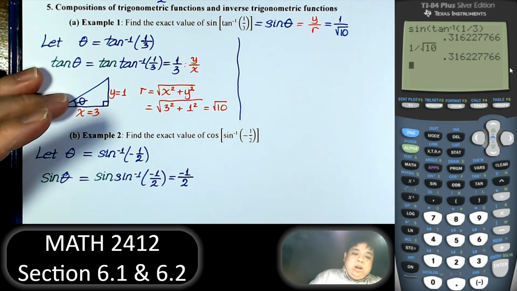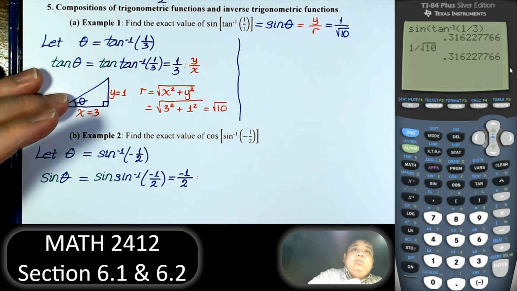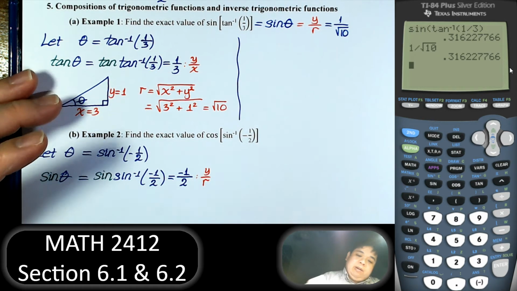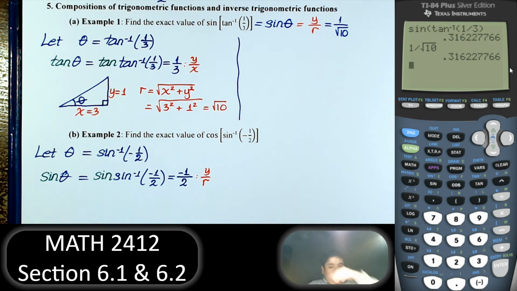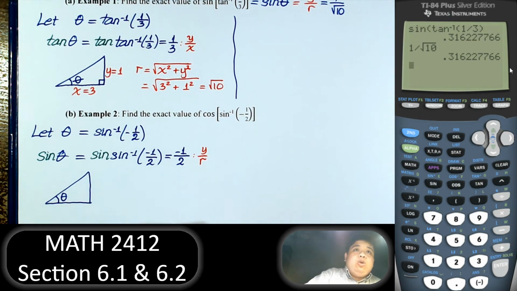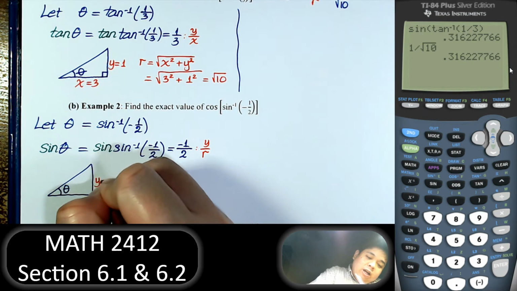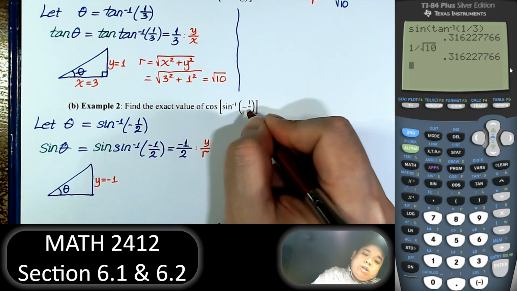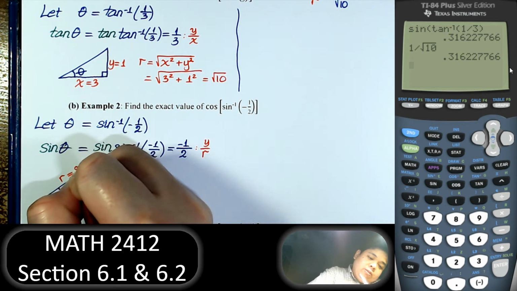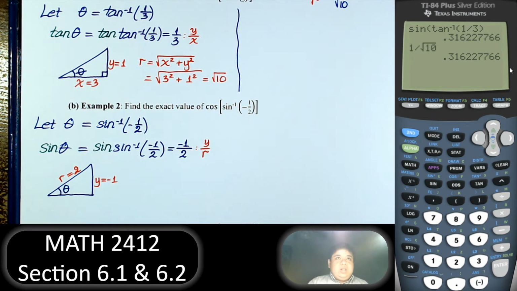Now, what is the ratio for sine? Well, sine is y/r. So if we draw a triangle with angle theta, we know y is going to be equal to -1, because r is always positive, so we let r equal 2. So we just need to solve for x.